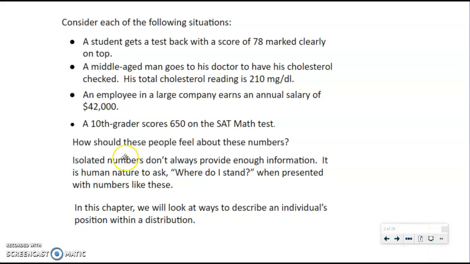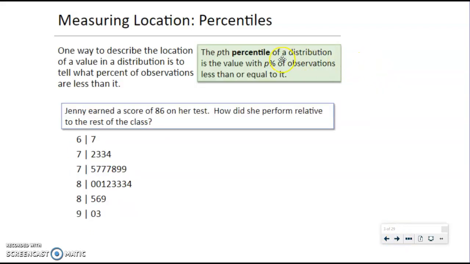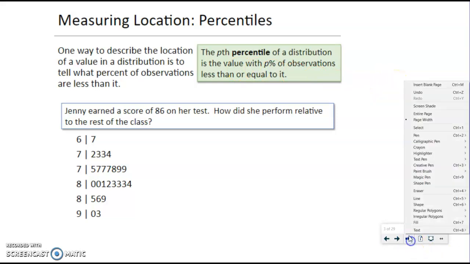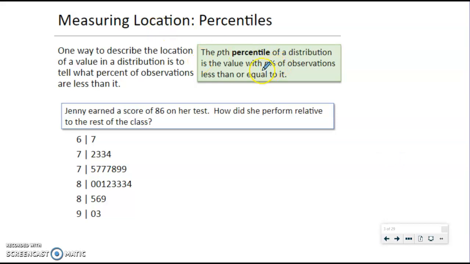A lot of times when you take the SAT or any type of standardized test, you get a score, but you also get the allocation of where you are compared to everybody else. And what that represents is something called the percentile. The percentile of a distribution is the value with P percent of the observations less than or equal to it.